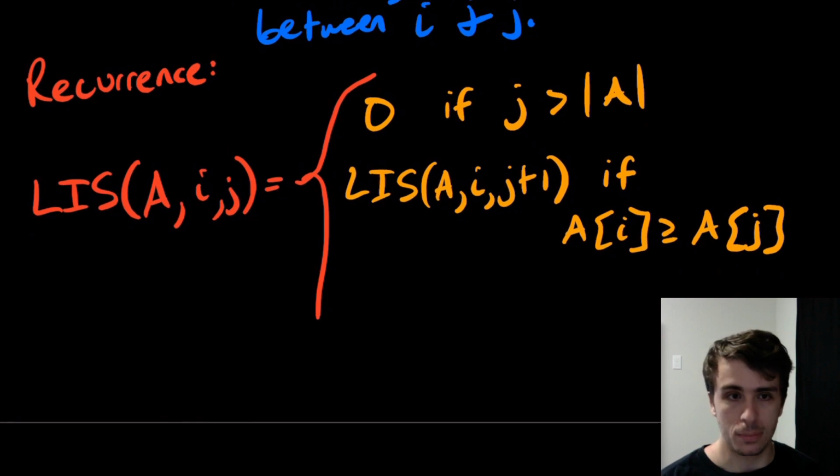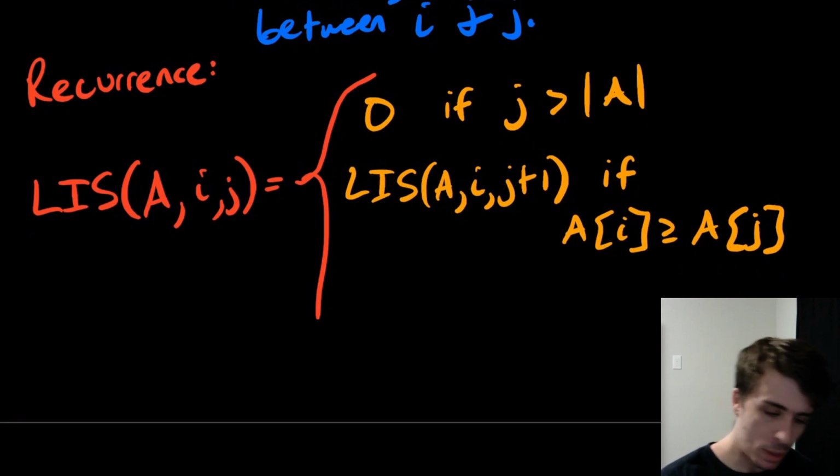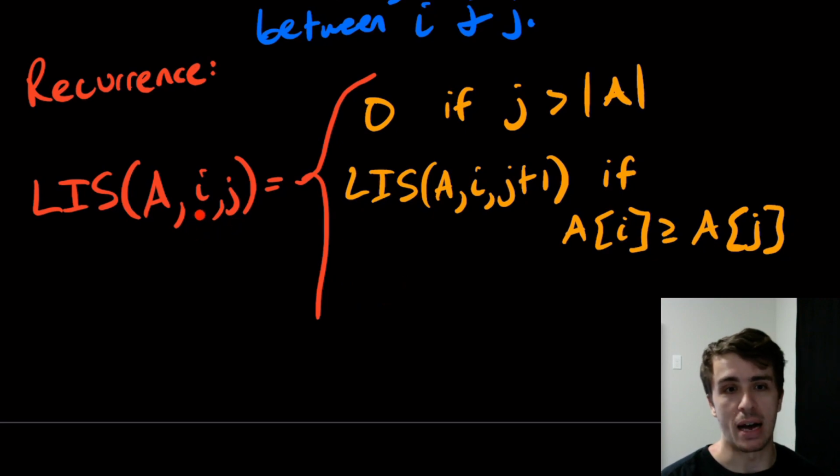Okay, so how do we actually work from here? Well, what we notice is that, in this case, we're now supposing that A of j is bigger than A of i.